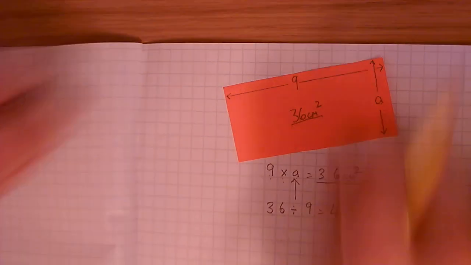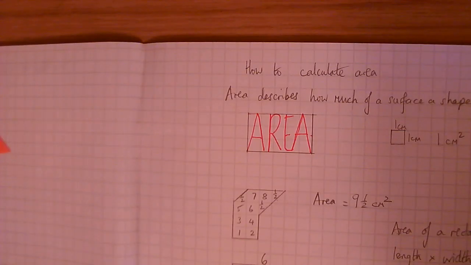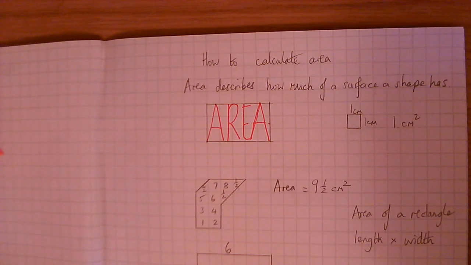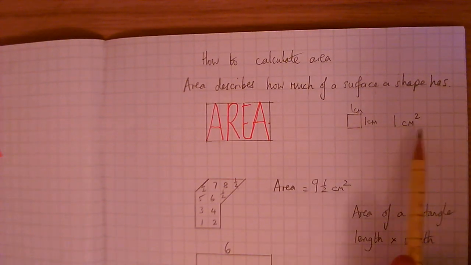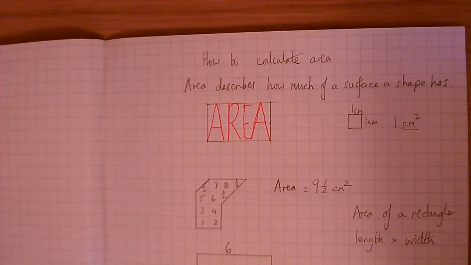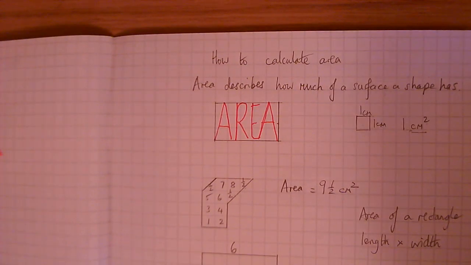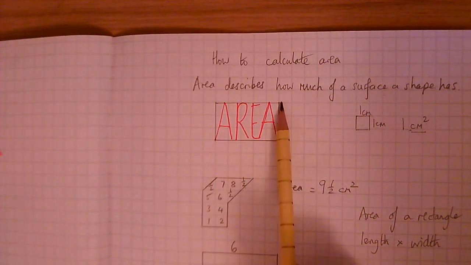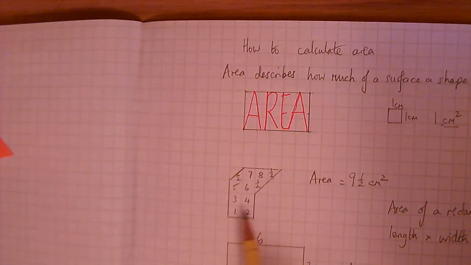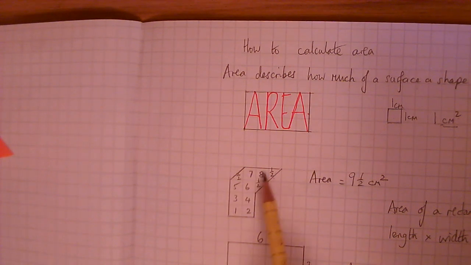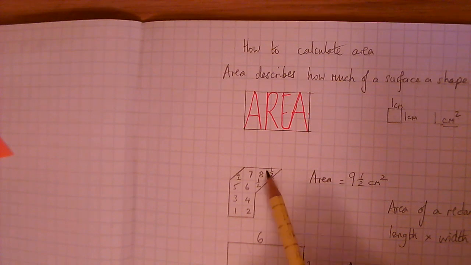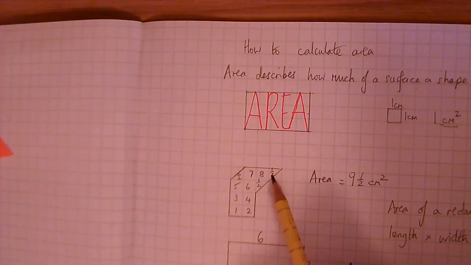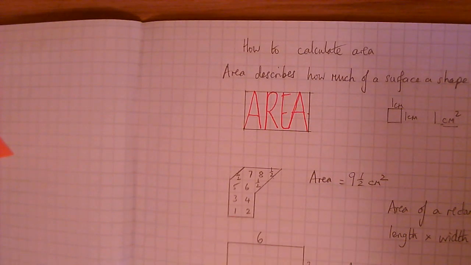So let's just have a quick recap. Area describes how much of a surface a shape has. The units are squared like this, centimetres squared, metres squared, or maybe kilometres squared if you're measuring a huge area. And you can see here it's the amount of space inside. When you're counting squares, be careful. You count them all. Don't miss any out. Don't count any twice. Be careful adding up in halves. So it's 8, 8.5, 9, 9.5, 9.5 centimetres squared.